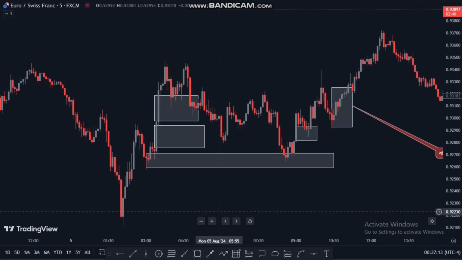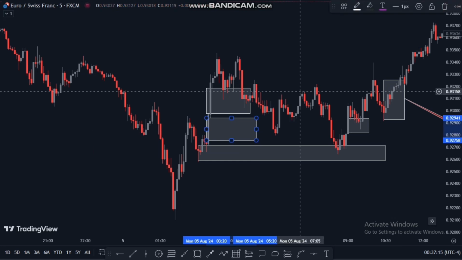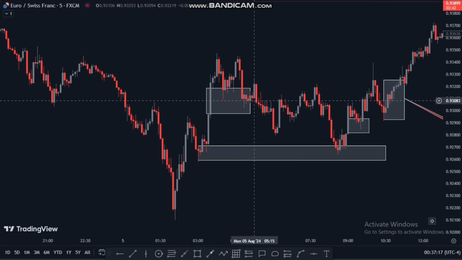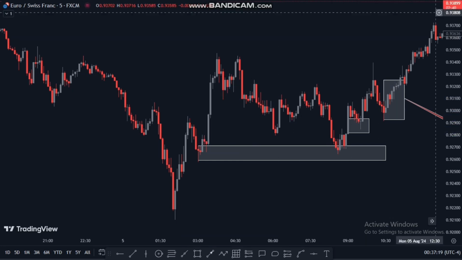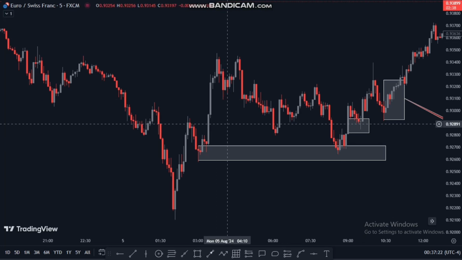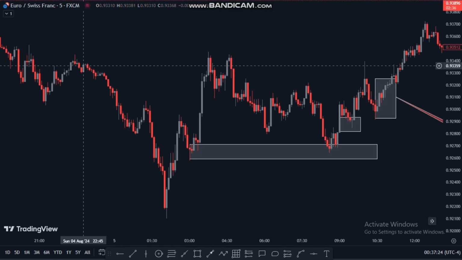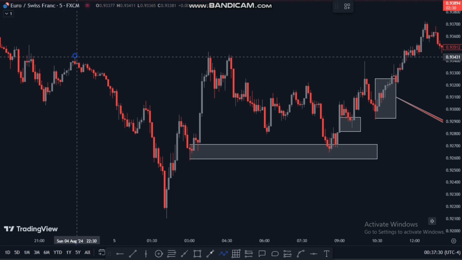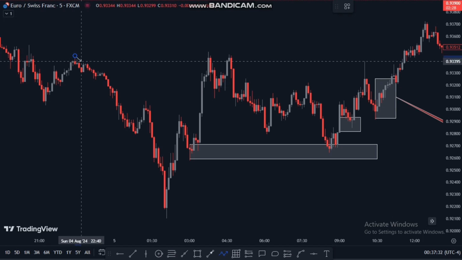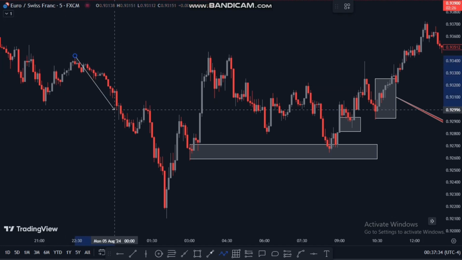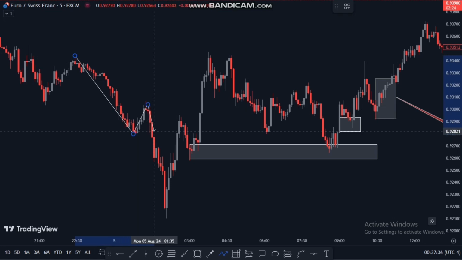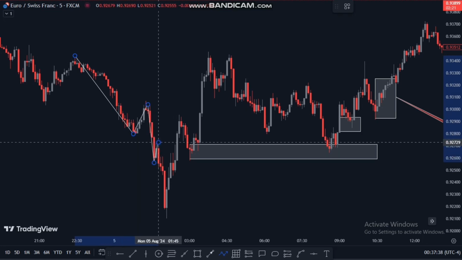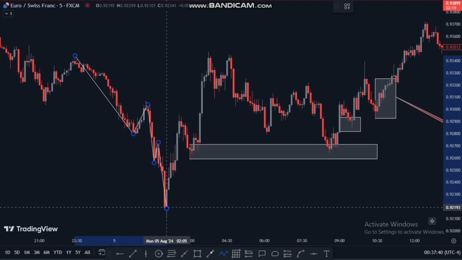So remember, I just want to show you a very nice technique that you can use for your entries, right? Using imbalance, order block, and inefficiency, or whatever you may call it, right? So from here, the market was trending down. From here, the market was trending down. The market was forming what we call a lower high, a lower low, lower high, lower low, a lower high, a lower low, right?